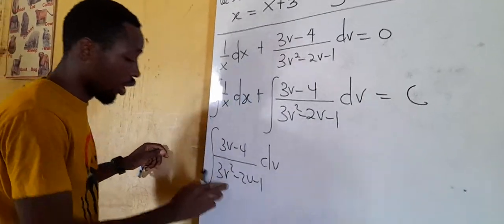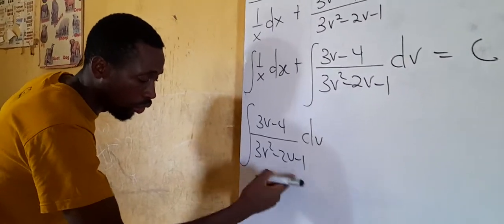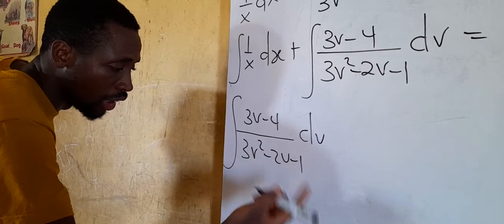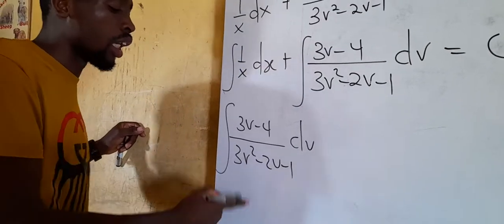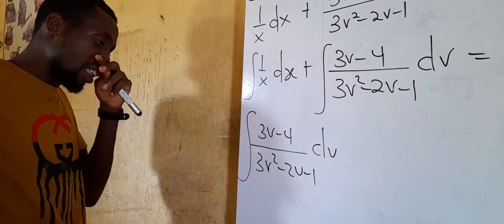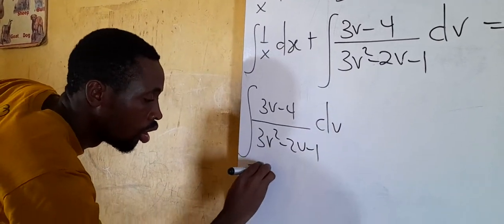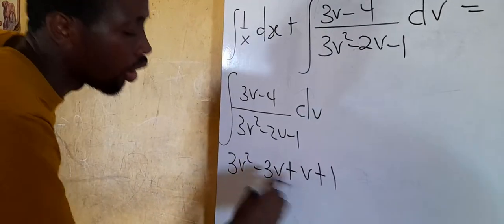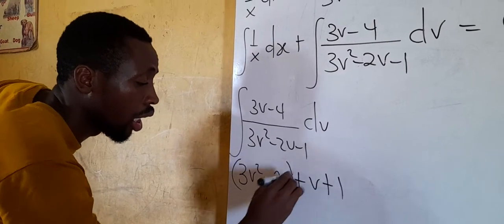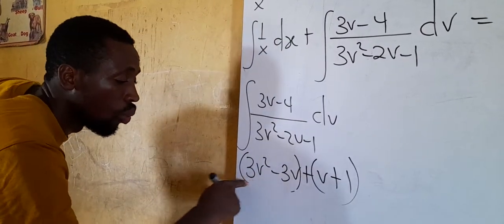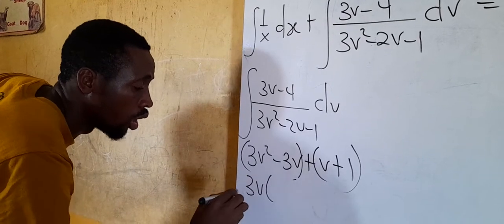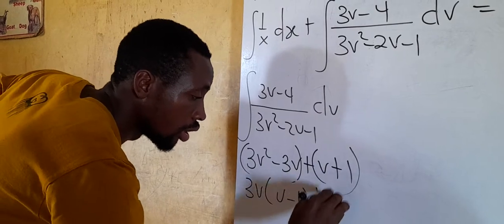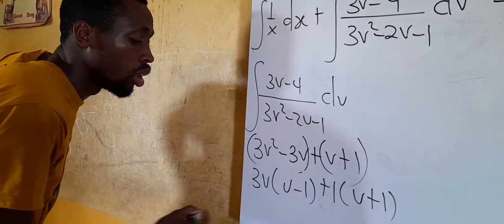Now if I solve this, remember this quadratic function. 3 multiplied by negative 1 gives negative 3, so we need two factors of negative 3 that, when we add, give negative 2, and when we multiply, give negative 3. That is negative 3v and v, negative 3 and 1. Now we factor out the common term. What is common here? 3v is common. So 3v out. What is left? v minus 1. What is common here? 1 is there, v plus 1.